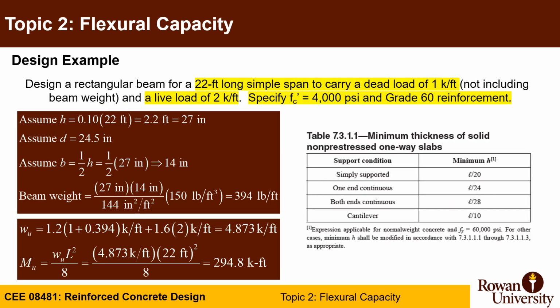So let's go through a very detailed example here. Design a rectangular beam of 22 feet long simple span to carry a dead load of 1 kip per foot, not including the weight of the beam, and a live load of 2 kip per foot. So the dead load is 1 kip per foot. We are not including the beam load in this 1 kip per foot, so I have to calculate it. Live load is 2 kip per foot. Concrete f'c is 4,000 psi, and steel grade 60 means a yield of 60,000 psi.